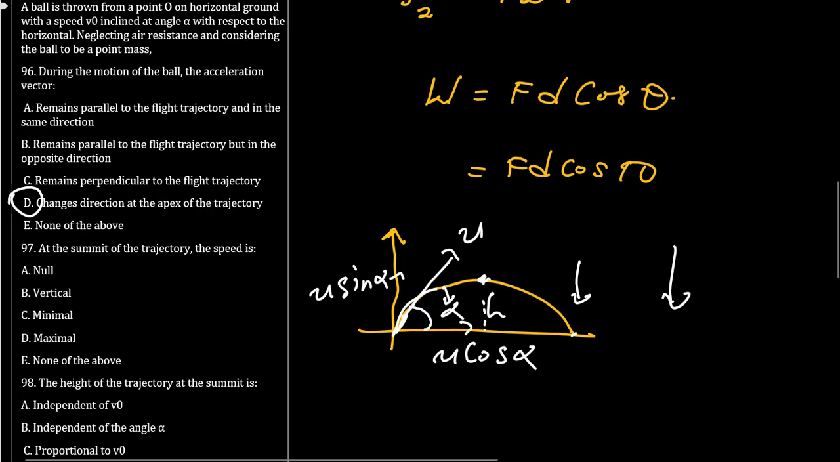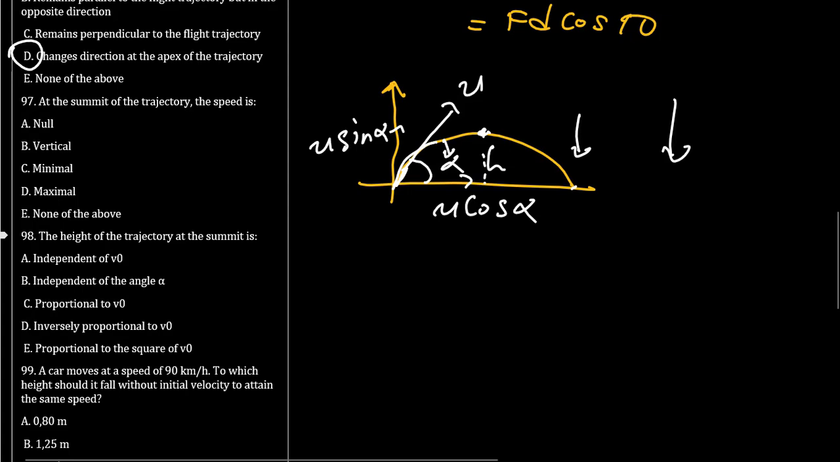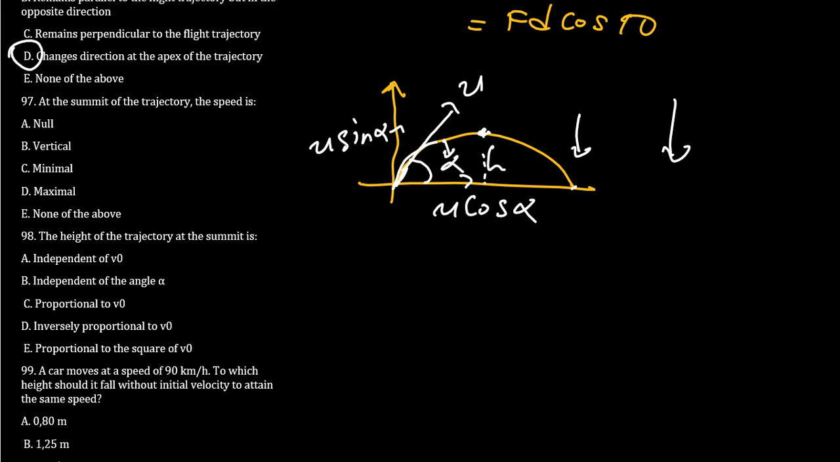Okay, next. At the summit of the trajectory, the speed is: A, null; B, vertical; C, minimal; D, maximal; E, none of the above. The correct option is option C, it is minimal. So at the maximum point, at the summit of the trajectory, only the vertical component of the velocity is 0, but we still have the horizontal component u cos alpha, which is acting, reason why the ball keeps on moving following this path.